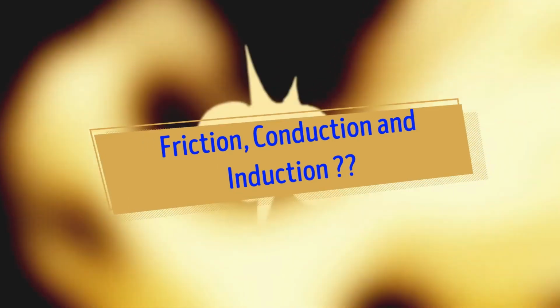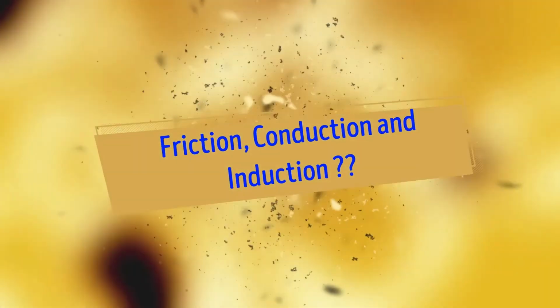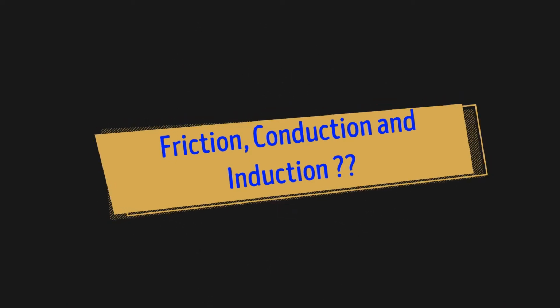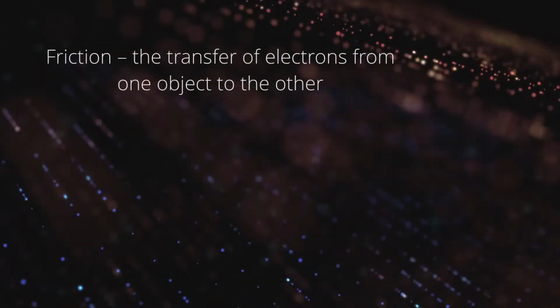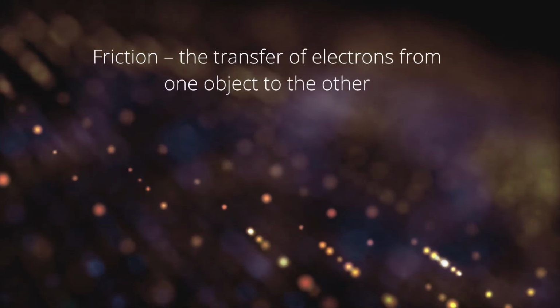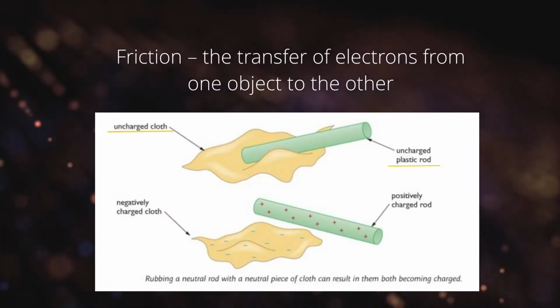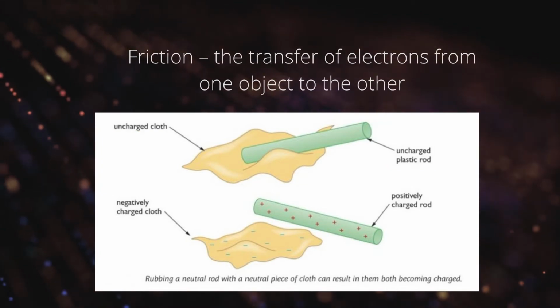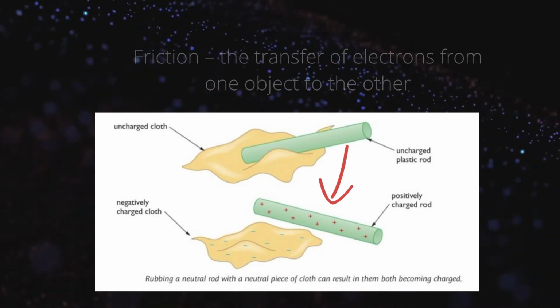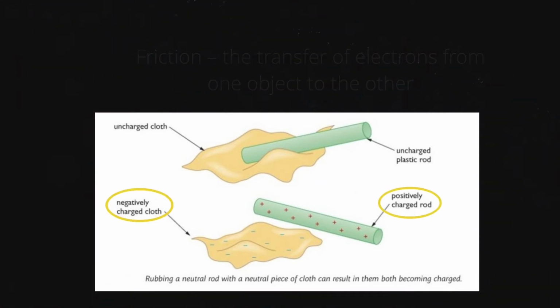Whoa! Friction, conduction, and induction? What do those mean? And how can these methods be used to charge a body? Friction is the transfer of electrons from one object to another. When two neutral objects are rubbed against each other, one object may pull electrons away from the other, creating one positive object and one negative object.